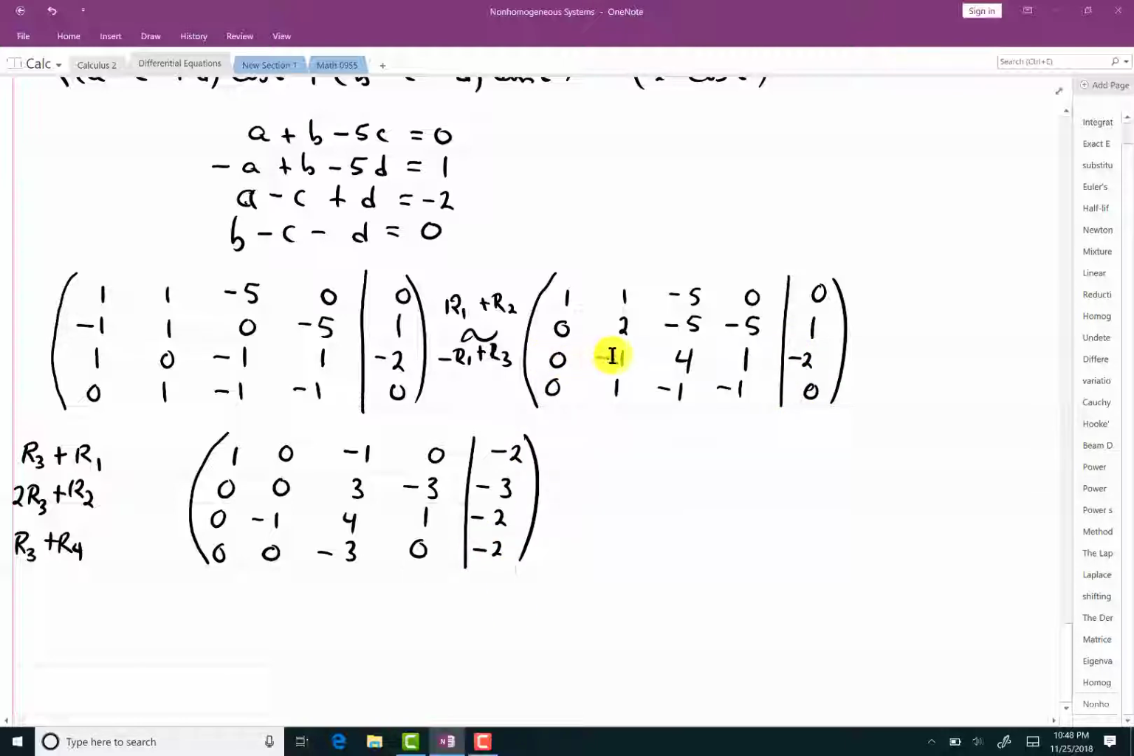When I did the R3 plus R1, negative 1 canceled, that canceled. I forgot about this thing right here. 1 plus 0 makes that into a 1.